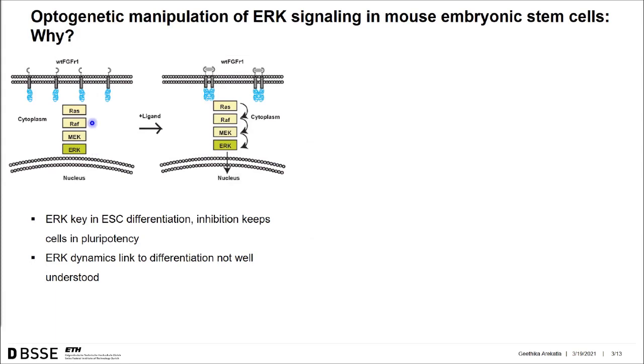simplified version of the ERK signaling pathway that lies downstream of the FGF receptor, and in the presence of a ligand, the receptors dimerize, triggering the downstream cascade till ERK gets activated. And in embryonic stem cells, if you basically inhibit this pathway, either directly or indirectly, you can keep the cells permanently in pluripotency. However, less is understood about how cells interpret different ERK dynamics and trigger differentiation. And that's where we came in and were interested in finding it out.